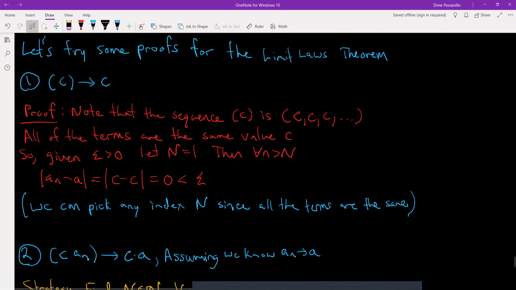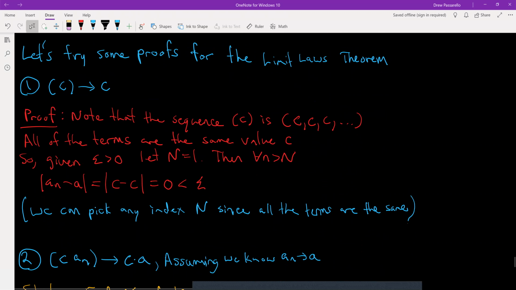So for the limit laws, we'll try to prove those, at least some of those. And whatever I don't cover in this video, I'm going to continue in the next video. So the first one says the constant sequence C converges to C. So we have to prove that.